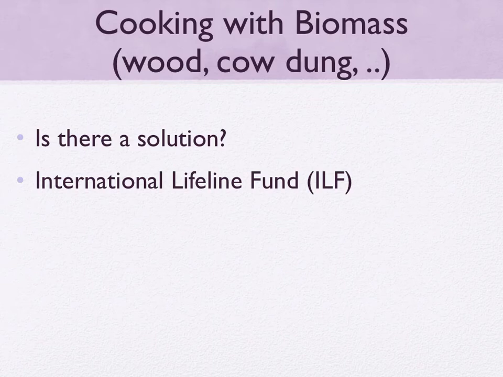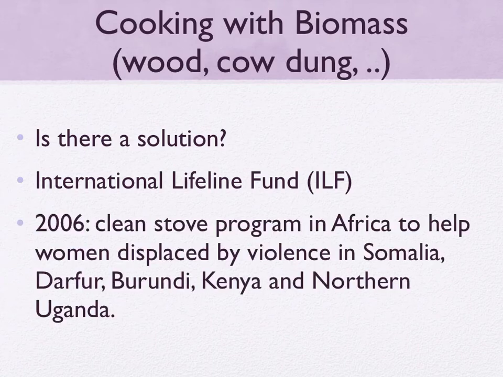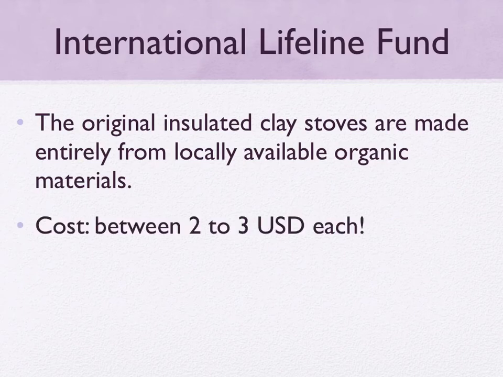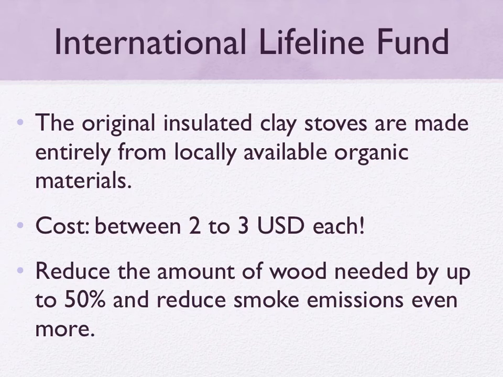Actually, yes, there's a wonderful organization called the International Lifeline Fund. In 2006, they started a clean stove program in Africa to help women displaced by violence in Somalia, Darfur, Burundi, Kenya, and northern Uganda. Alright, so with this solution, these original clay stoves, they're insulated and they're made entirely from locally available organic materials. Nice, the cost actually is pretty cheap, $2 to $3 each. And it reduces the amount of wood needed by up to 50%, as well as reducing the smoke emissions even more. So less wood needed, that means less destruction of the environment, and reducing the smoke emissions, that's important for the health concerns.